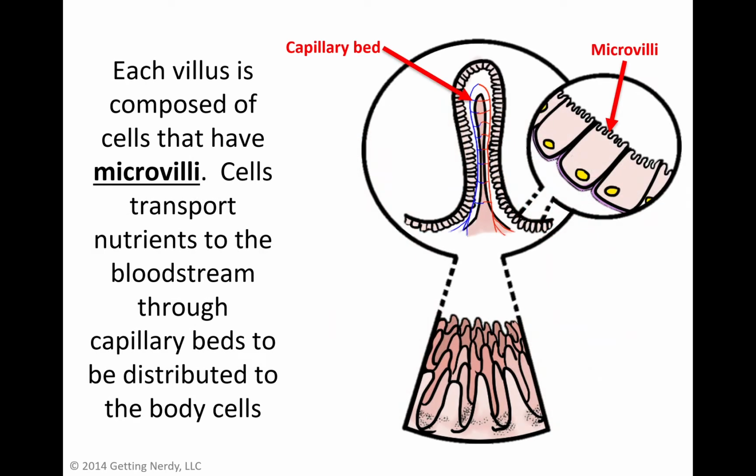Oh, there it is. Sorry, I forgot. Each villus is composed of cells that have microvilli. I don't think you have this on your notes. And this shows you the microvilli here, right there, and the blood vessels are really close to it, so the nutrients can diffuse across the membrane into the capillaries and be transported to the rest of your body.